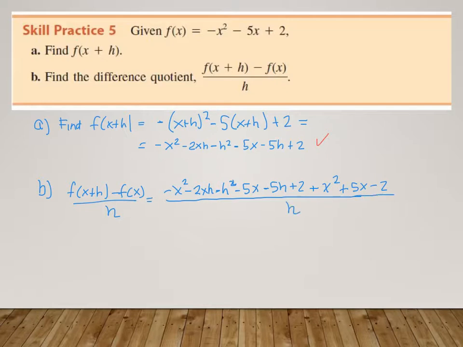Now we can do some cancellations. There's a cancellation, there's a cancellation, there's a cancellation. And we're left with minus 2xh minus h squared minus 5h over h. So we get minus 2x minus 5 minus h. So there's our final answer.